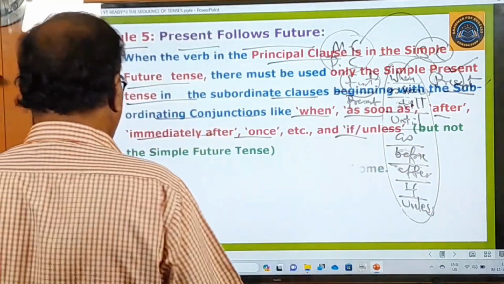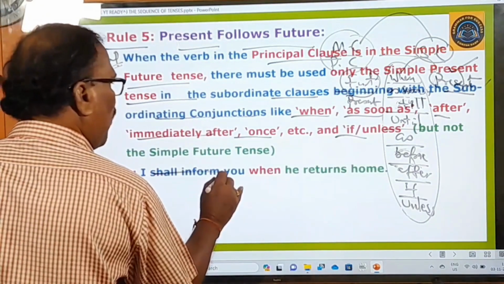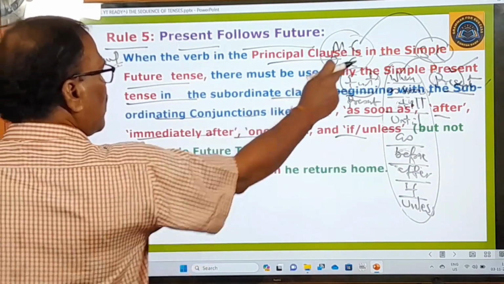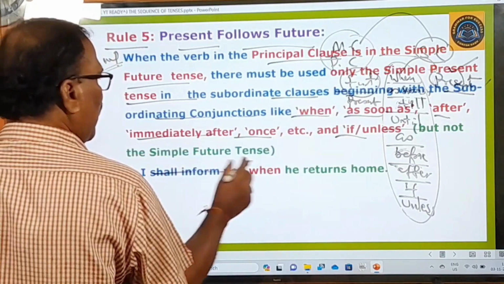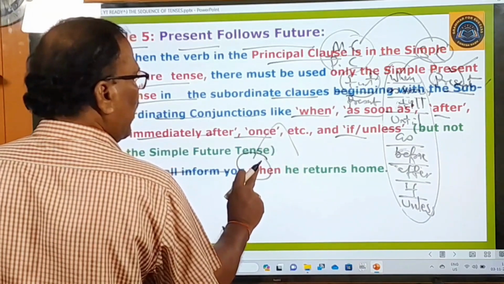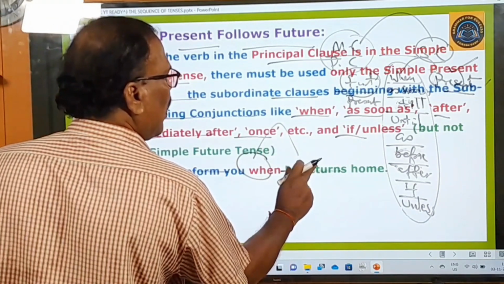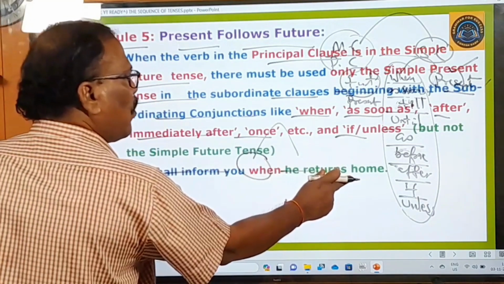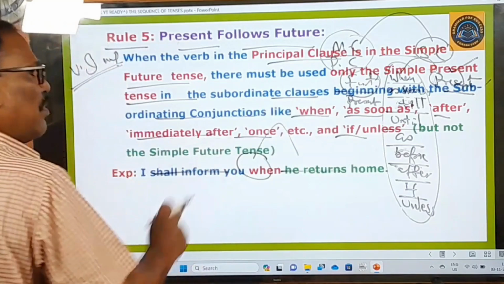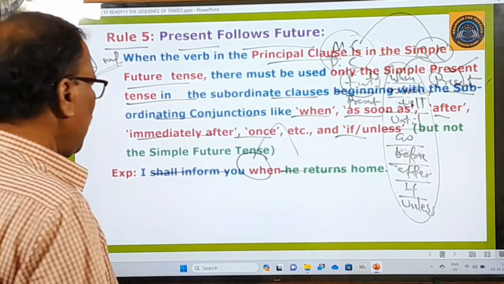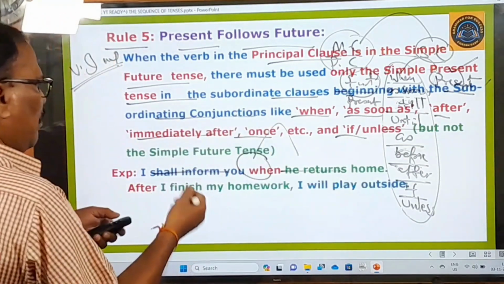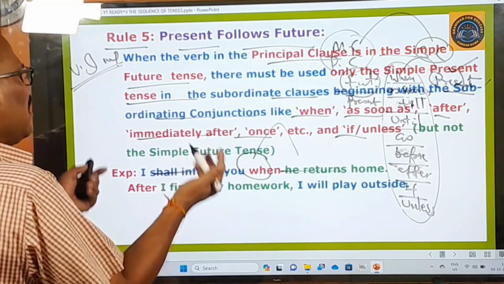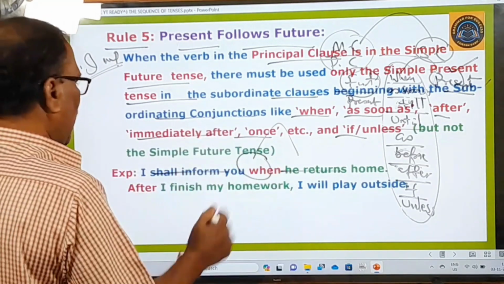I'll give you some examples to make you understand this. "I shall inform you", this is the main clause, in simple future. After this, "when he returns home", the time-indicating conjunction with present tense. I shall inform you when he returns home. In Telugu, something like that. I'm not going to give you the Telugu meaning for every sentence. You can easily understand; only the rule you have to understand here.